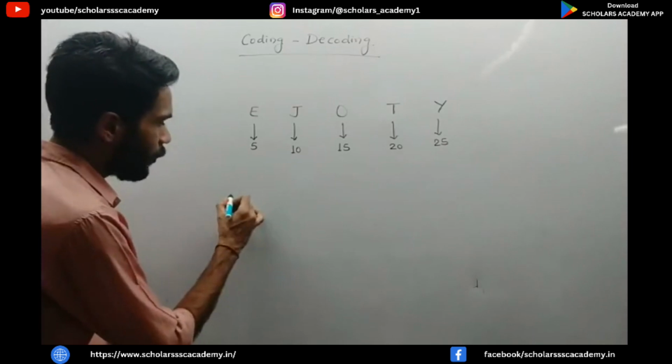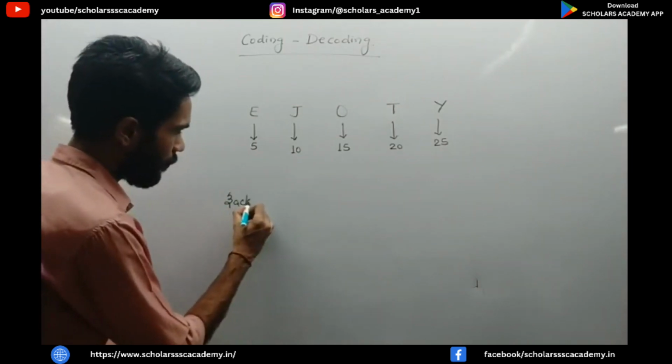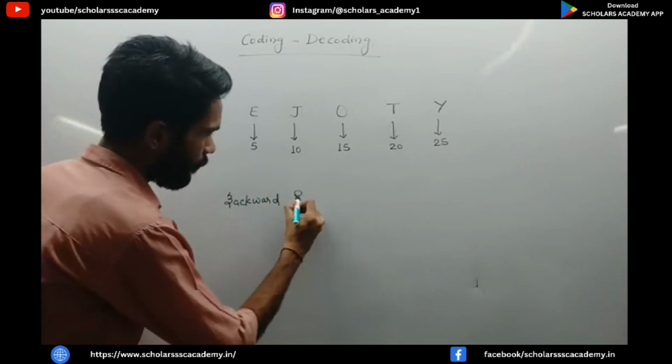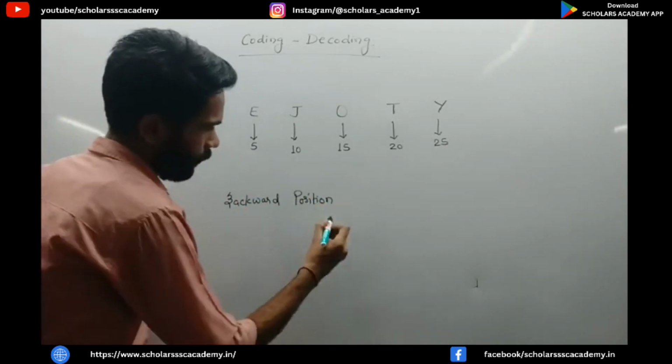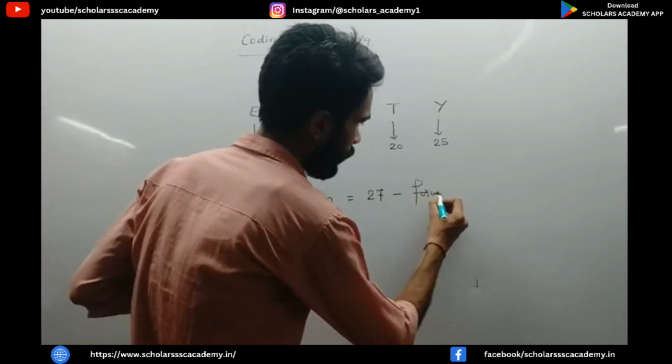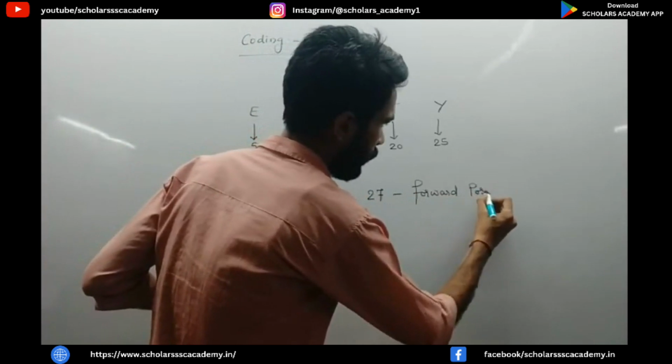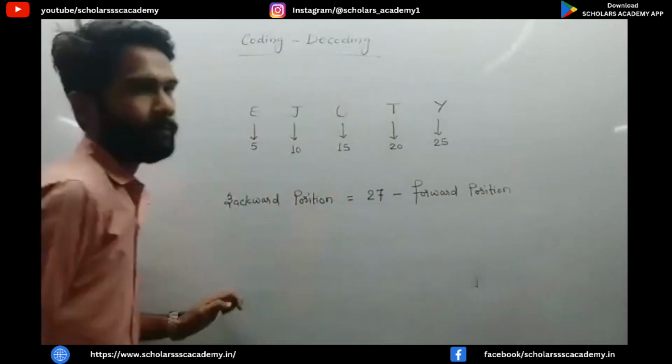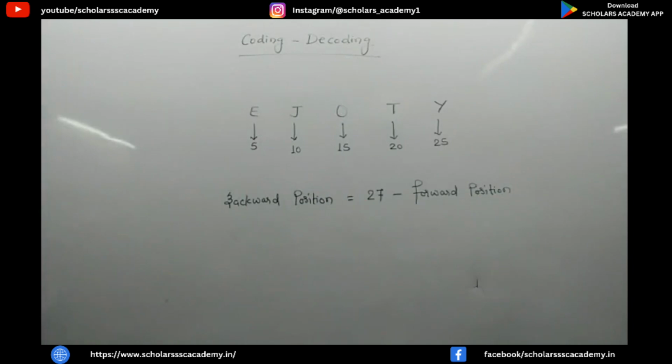If you want to see the backward position of an alphabet, so backward position is found by 27 minus the forward position. Clear? To find the backward position, which means Z is to be considered as 1, Y to be considered as 2, X to be considered as 3. Those positions can be obtained by the formula given below. Backward position is equal to 27 minus the forward position.